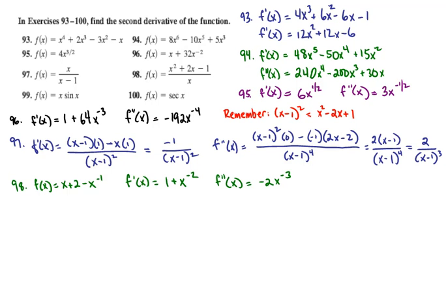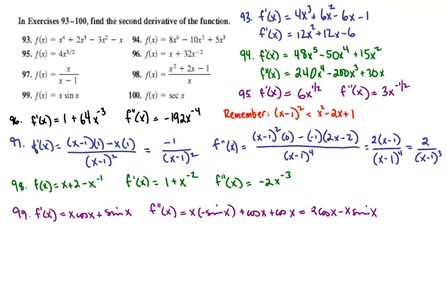For 99, we have x times sine x, so it's a product. First derivative will be 1 d2, which is x cosine x, plus 2, which is sine x d1, which is 1. So the first derivative would be x cosine x plus sine x. The second derivative also has a product, x cosine x, so it's 1 d2 plus 2 d1, and then the derivative of sine is cosine. And simplifying, that leads to 2 cosine x minus x sine x.